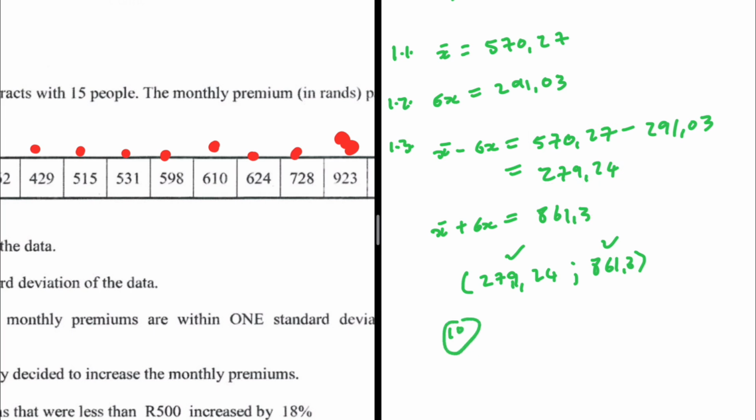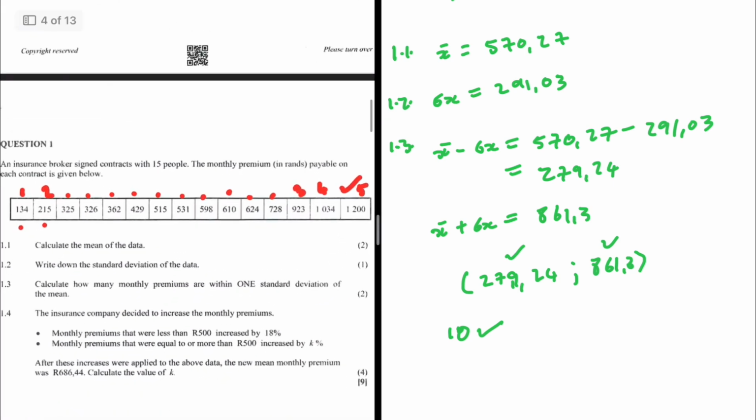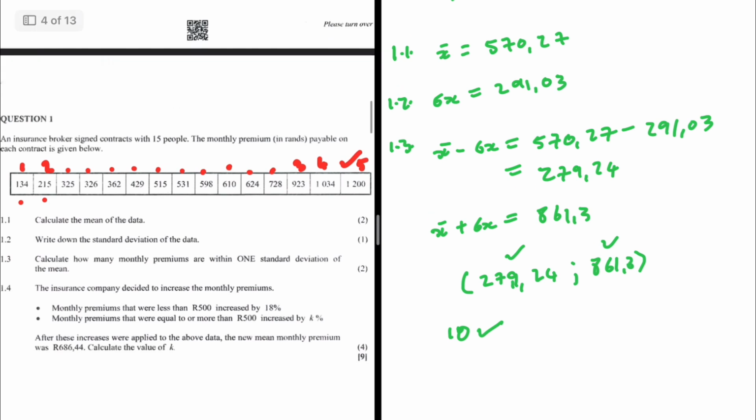There are 10 data points which are within one standard deviation of the mean, right? Not outside, right? I almost messed it up there, but lucky for me, I realized it before it was too late. Okay, there we go. What do we do from here?